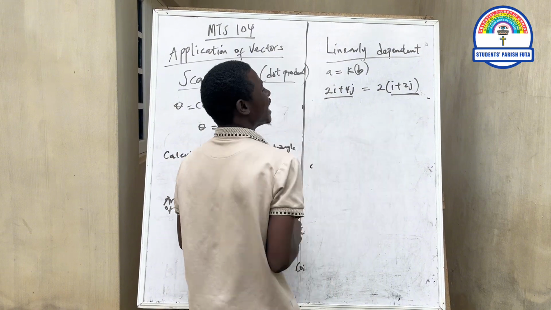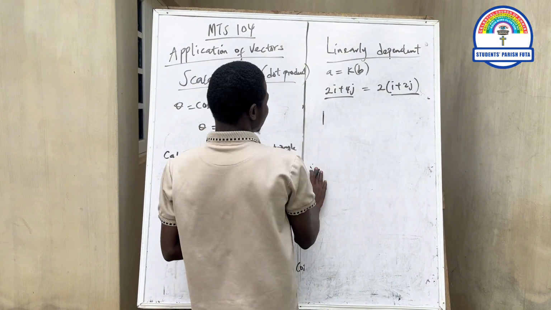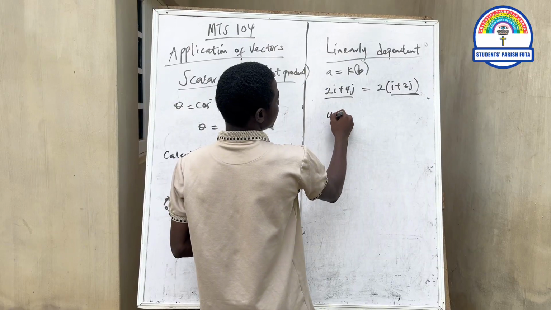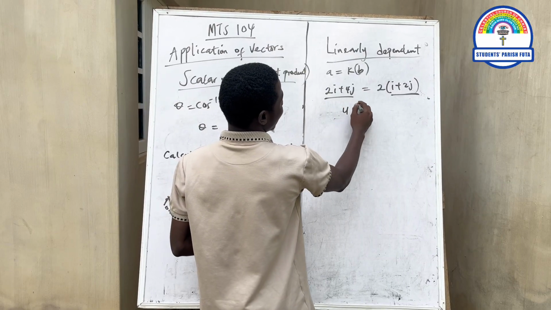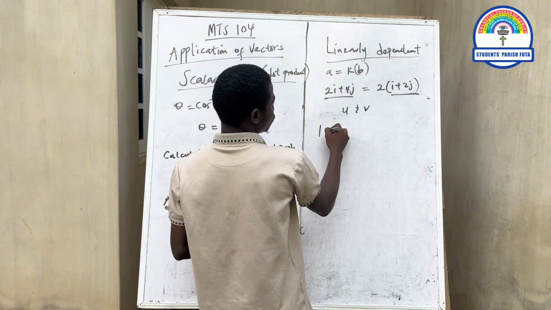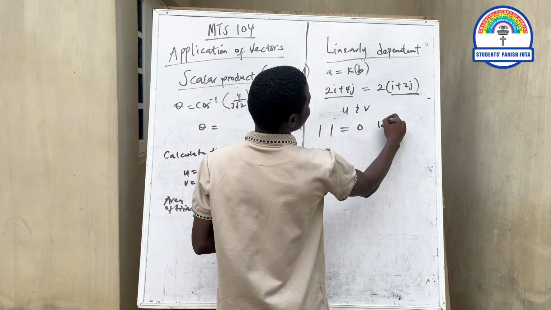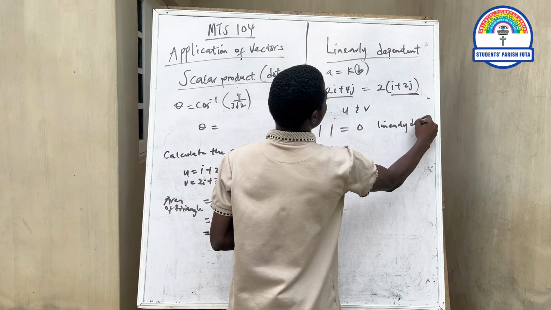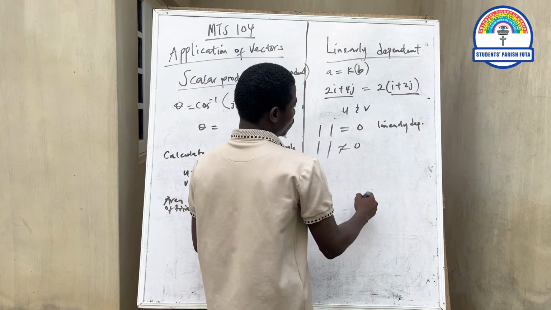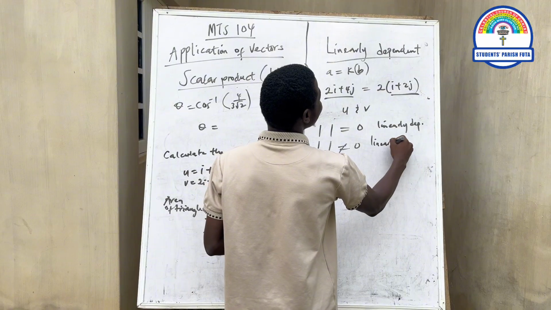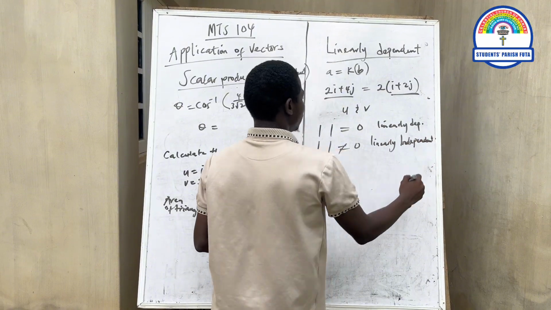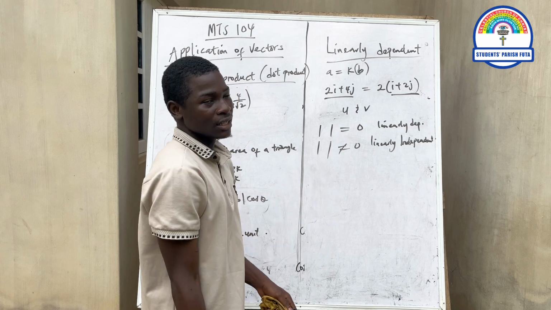If two vectors are linearly dependent, the determinant of the matrix, let's assume we have vector U and V, is equal to 0. If they are dependent, the determinant of the two will be equal to 0. If the determinant isn't equal to 0, it is linearly independent. They are not dependent on themselves. So linearly independent. So this is it.